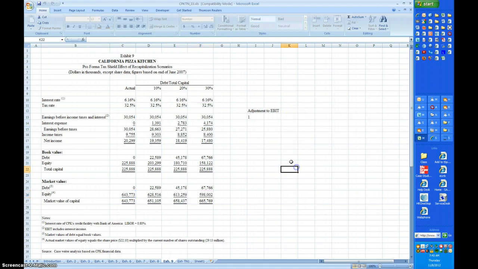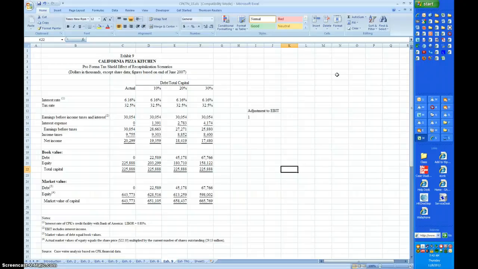Meanwhile, this is the exhibit that's in the textbook, Exhibit 9, a very simplified pro forma tax shield effect of the recapitalization. Remember, we saw that when a company borrows money, since the taxes that would otherwise be paid are reduced, that's referred to as a tax shield. That money flows to the shareholders.